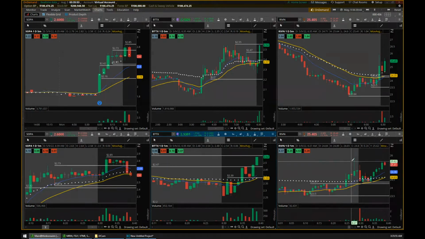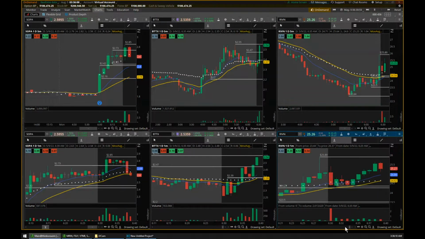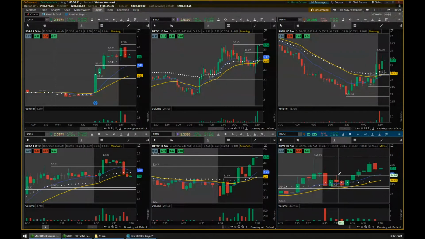Now, one that is in a downtrend here is RIVN. Definitely want to be careful on that one. But for the moment, on the shorter term time frame here, we are in an uptrend, and I could potentially buy a pullback down to here. Not sure I want to.